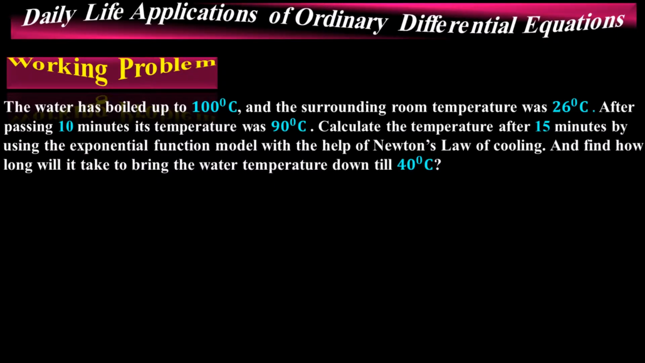The statement says that the container of the water has been boiled up to 100 degrees centigrade, and then the container of the water has been placed in the place where the room temperature is 26 degrees centigrade. They realized that after passing 10 minutes, its temperature was 90 degrees centigrade. Now our task is to calculate the temperature after 15 minutes by using exponential function and with the help of Newton's law of cooling, and also to find how long it will take to bring the water temperature down till 40 degrees centigrade. Two challenges. One is to calculate the temperature after 15 minutes and the other challenge is how much time it will take when the temperature is 40 degrees centigrade.